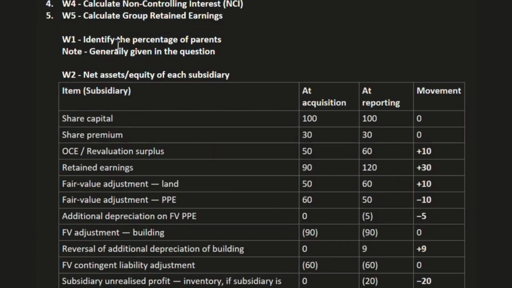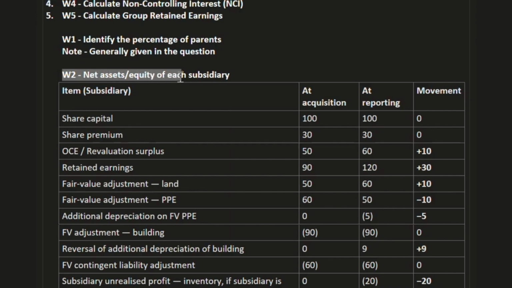Now working 1, identify the percentage of the parent. It is generally given in the question. They will say something like, parent acquired 80% of shares in subsidiary. So company A acquired 80% of equity shares in company B. It is like that in the question.